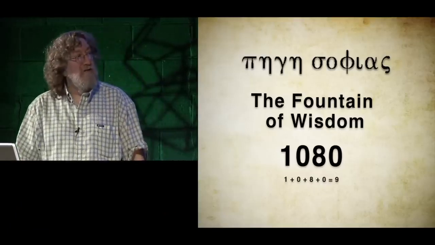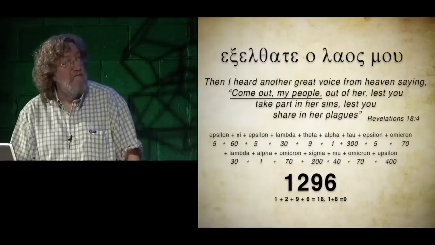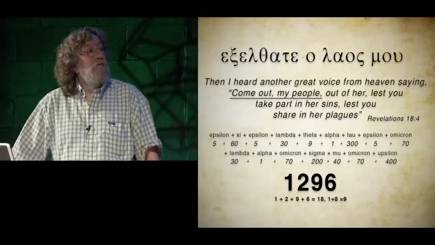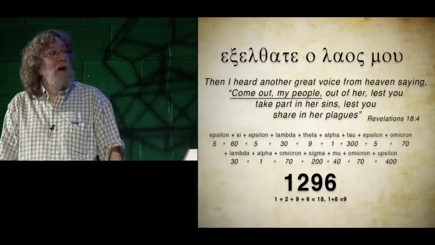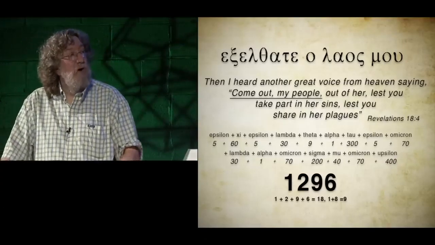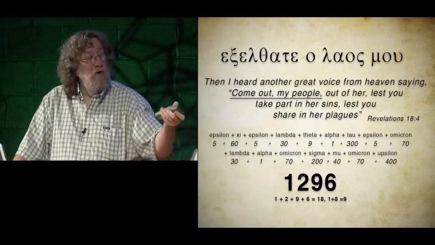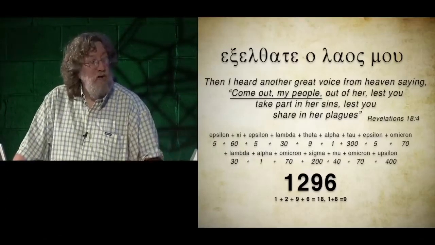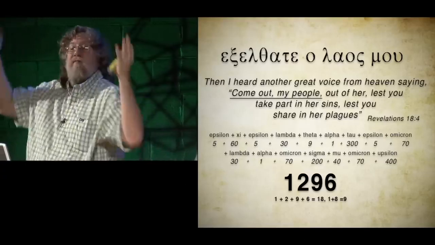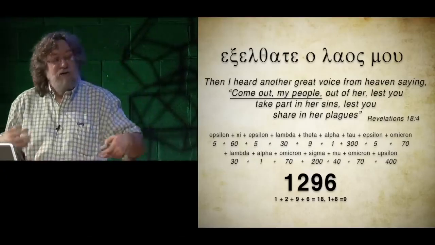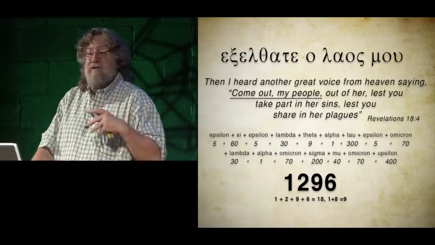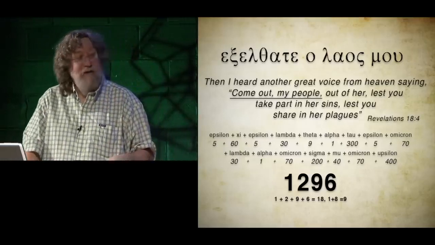So these are just a few examples. "Then I heard another great voice from heaven saying, 'Come out, my people, out of her, lest you take part in her sins, lest you share in her plagues.'" A phrase from the book of Revelation, and 1296, which is half of the great year cycle. So I mean, these examples could be multiplied by hundreds, literally by hundreds.